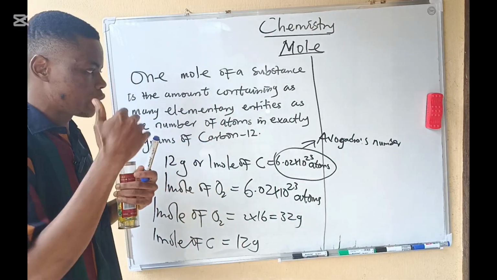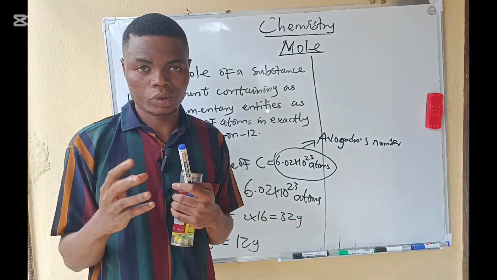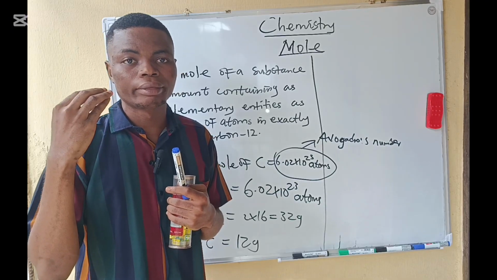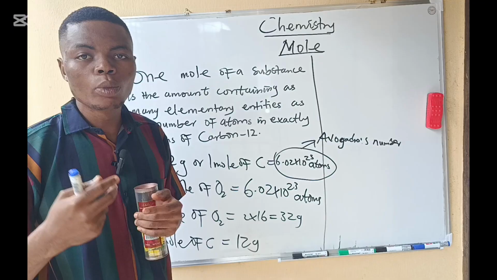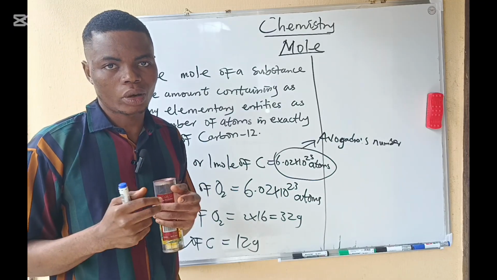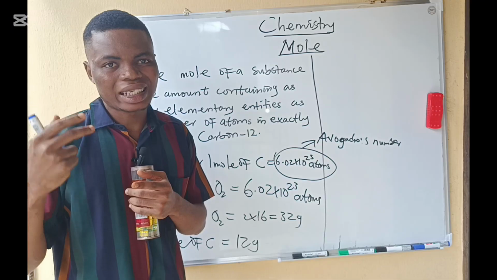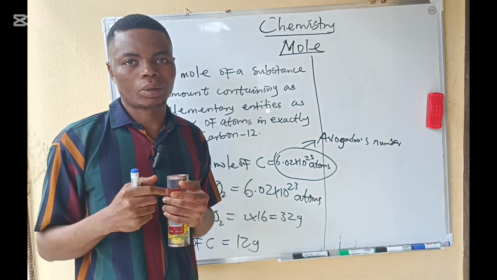Take for instance, we normally say that 1 dozen of egg, which is true. 1 dozen of egg contains how many eggs? That is 12 eggs. The same thing is happening here. So it means that 1 mole of any element or any substance contains how many atoms? It contains 6.02 times 10 raised to the power 23 atoms.